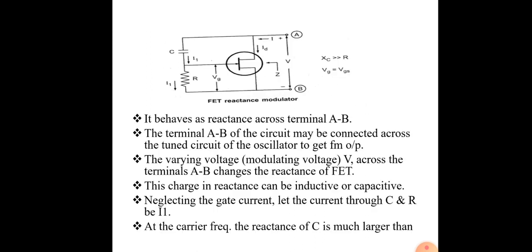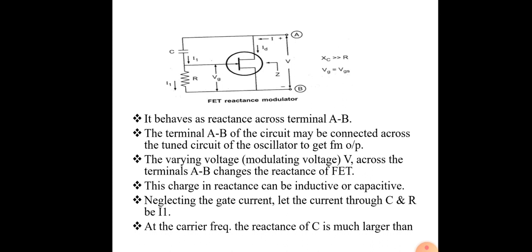This block diagram is shown in this figure. Next is direct FM using the reactance modulator. Here the diagram is shown. We are using the FET reactance, which generates the overall output, and here we also use capacitance and resistance.